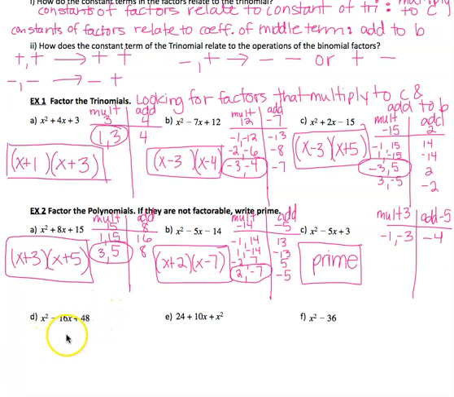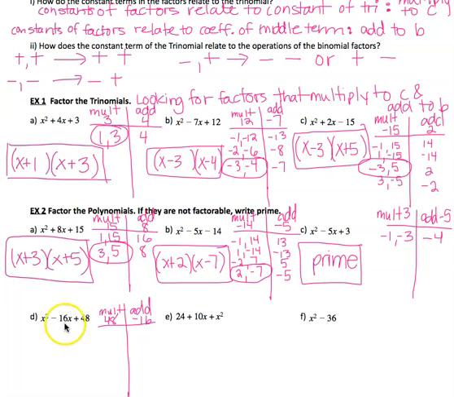All right, I want you to go ahead and do D again on your own. So make your list. We're looking for what multiplies to 48 and adds to negative 16. So multiply to positive 48, add to negative 16. So go ahead, pause it, make your list, find your factors, and then unpause to check.